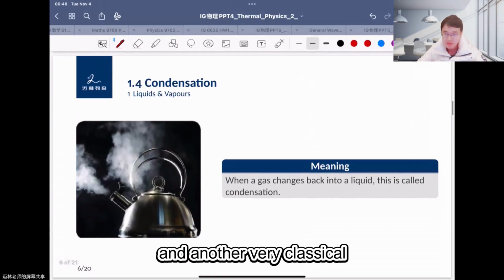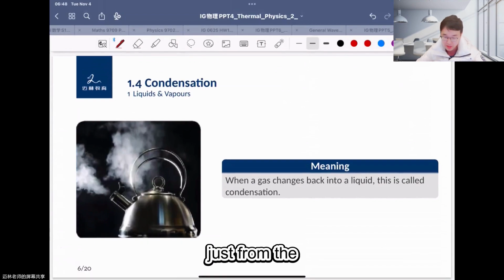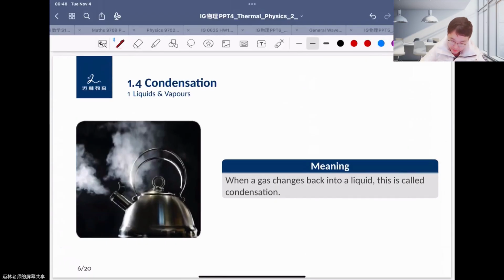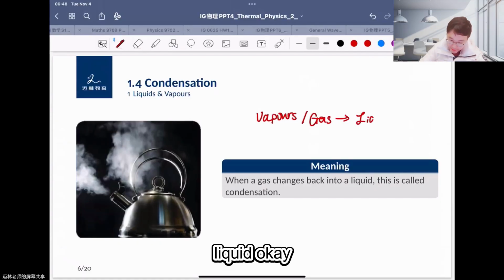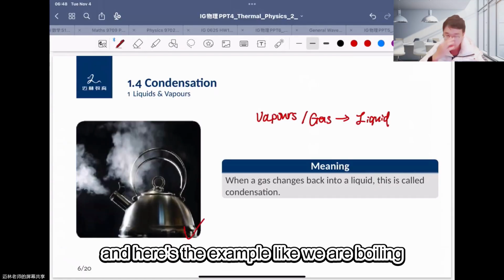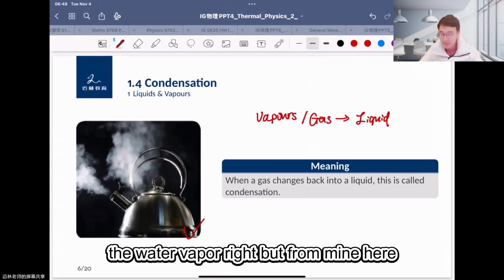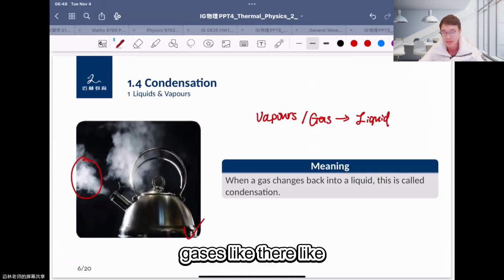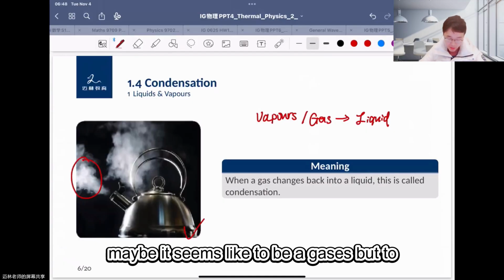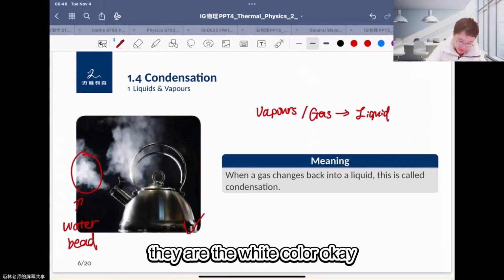And another very classical transfer is condensation. This is just vapor or gases transferring into liquid, okay? And here's an example. We are boiling water in a kettle and the kettle releases water vapor, right? But from mine here you can find there are some white gases. It seems to be gases, but remember that they are water beads. They are very, very tiny water beads, so they are white in color, okay?